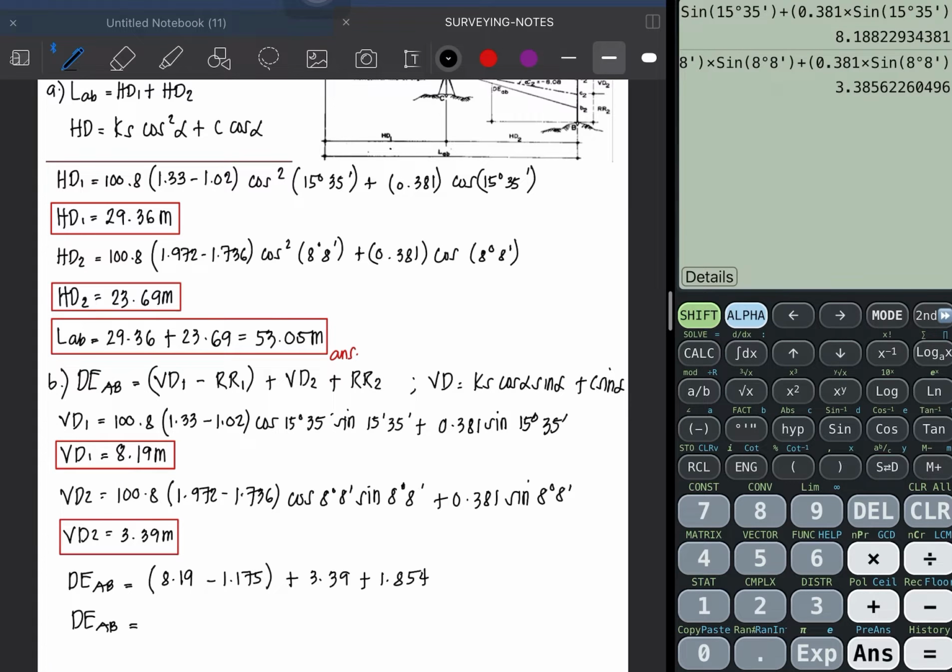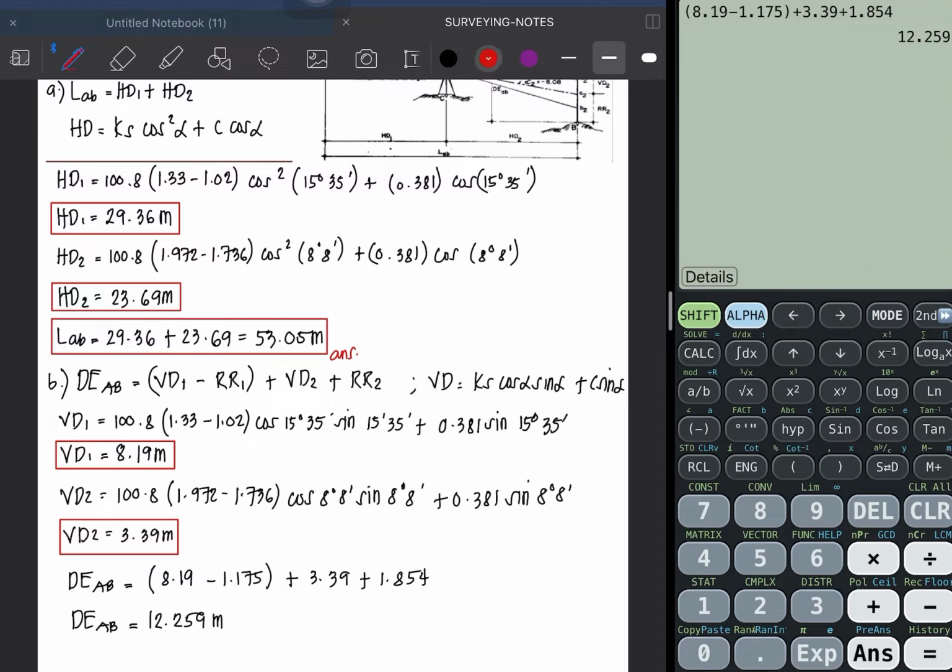So the difference in elevation of points A and B is 8.19 minus 1.175, then plus 3.39 plus 1.854. So that is 12.259 meters. And this is the answer.